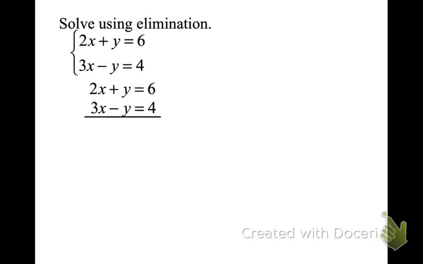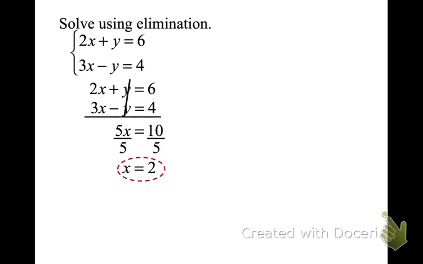So the x's together would make 5x, right? The y's will cancel out, and 6 plus 4 will equal 10. So 2x plus 3x makes 5x. The y's cancel, positive y, negative y. They're additive inverses. And 6 plus 4 is 10. And now I'm going to divide both sides by 4. And I get x equals 2.